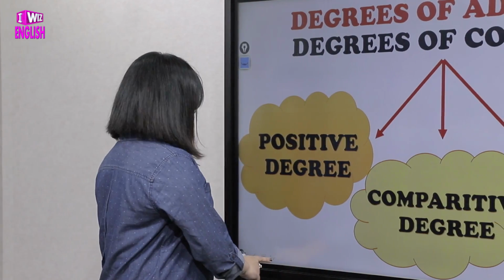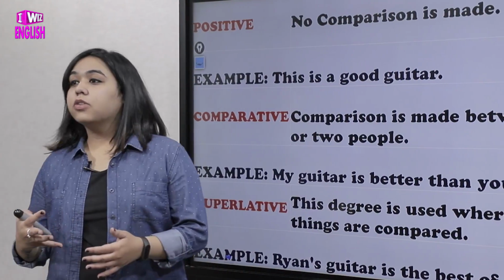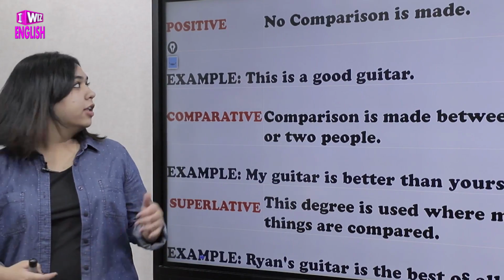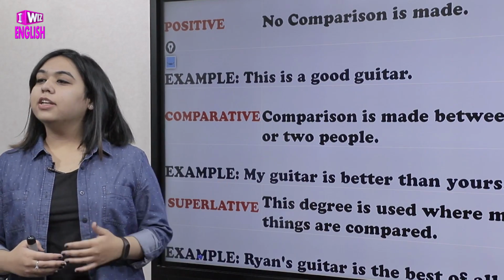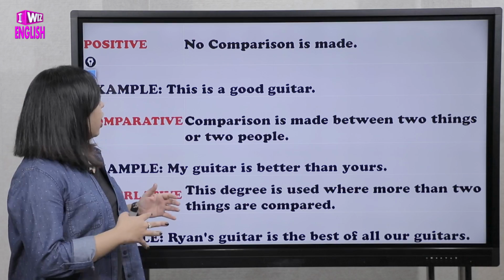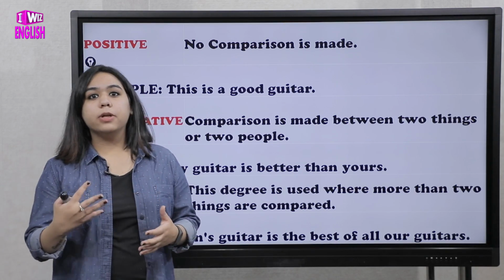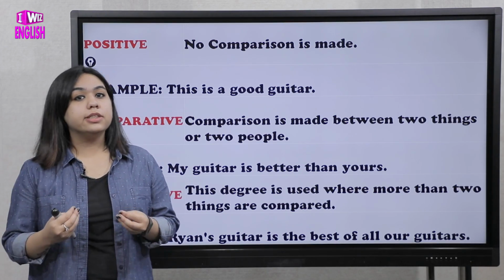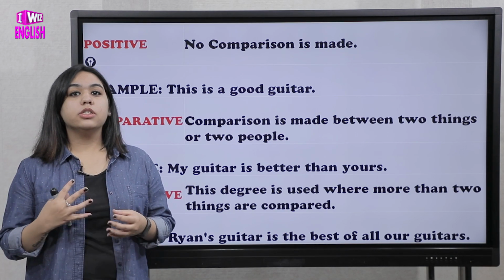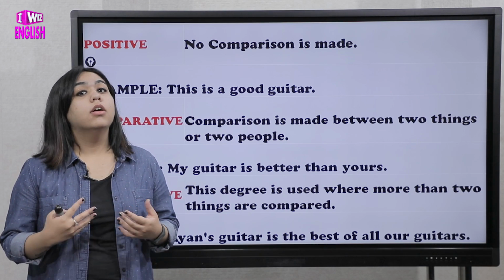Now we are going to discuss these degrees one by one: the positive degree, comparative degree and the superlative degree. Before getting into it, I just want to explain something. Where are we going to use these degrees? We are going to use these degrees wherever we are making a comparison.